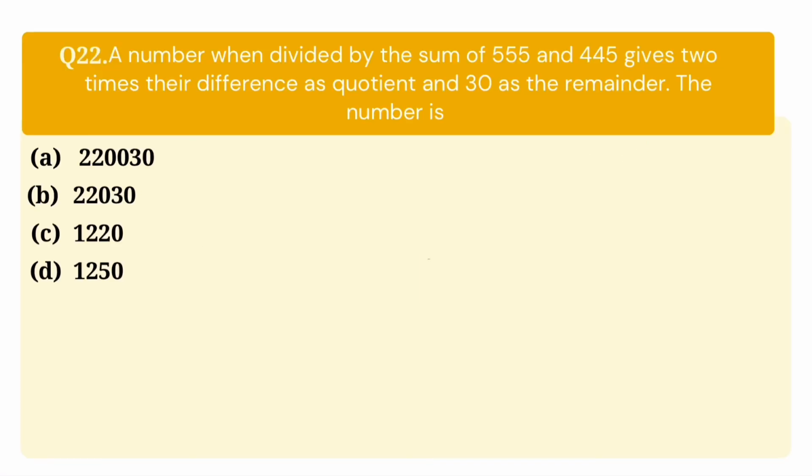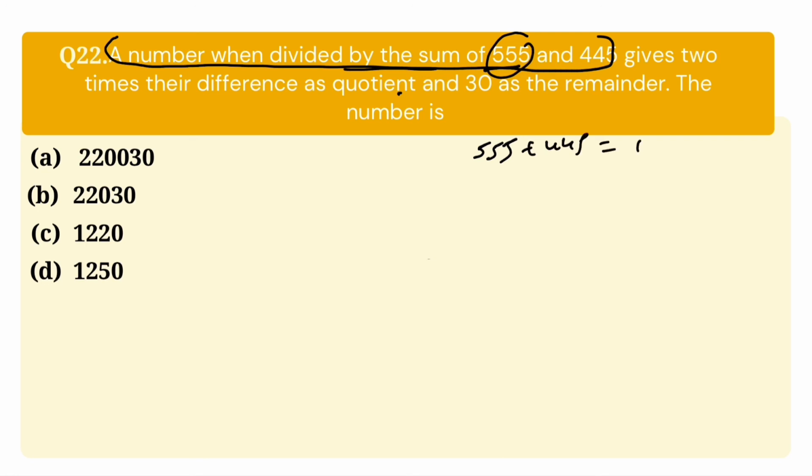Now, a number when divided by the sum of 355 and 445 gives 2 times the difference as quotient and 30 as a remainder, and the number is to be found. If we read it like this, the question looks very difficult. So just cut it short. A number when divided by the sum of these two. What is the sum of this? 355 plus 445 is equal to 800.